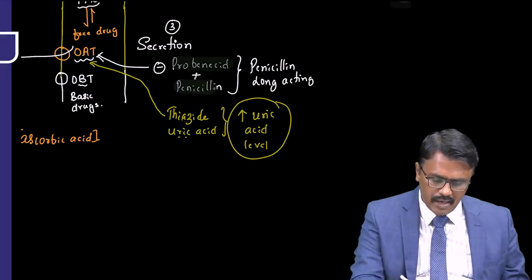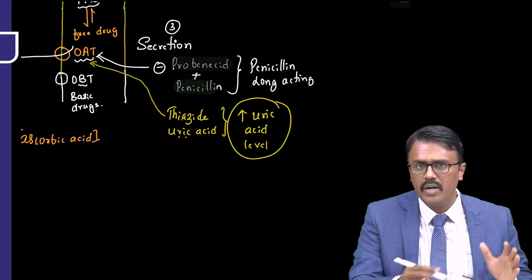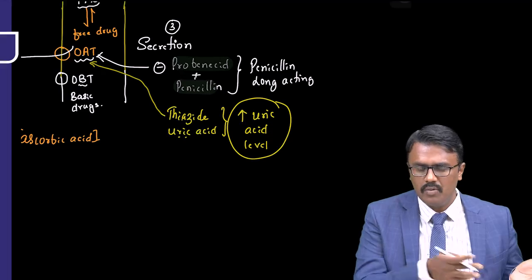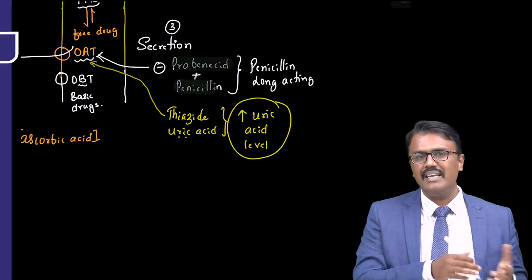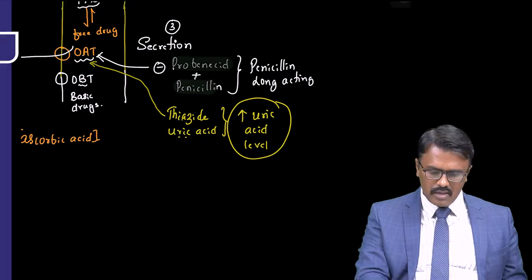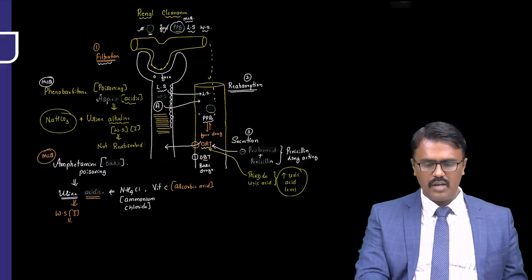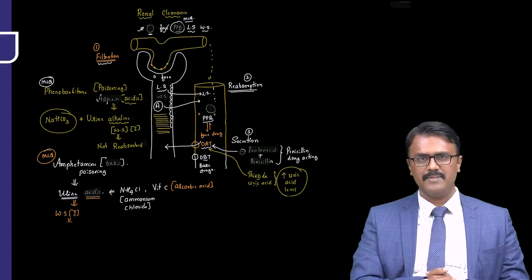So number one, they can be inhibited. Number two, there are two drugs which can compete for the transporter. The stronger one takes it, and the weaker one doesn't, so it will stay inside. That will cause an increase in uric acid level. So you can see all these are integrated at one place. Renal clearance is very, very important. They will ask you about poisoning, they will ask you all these things.